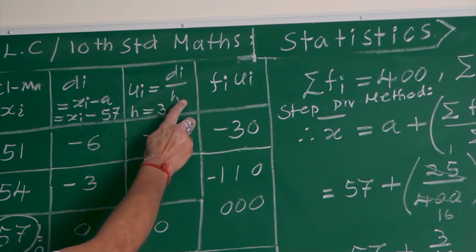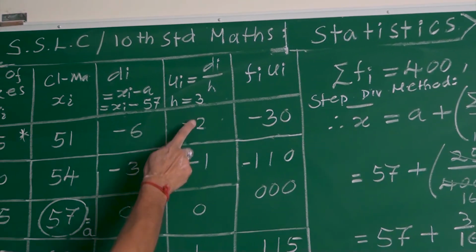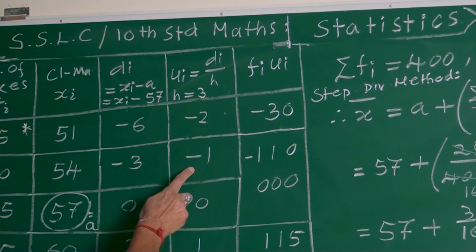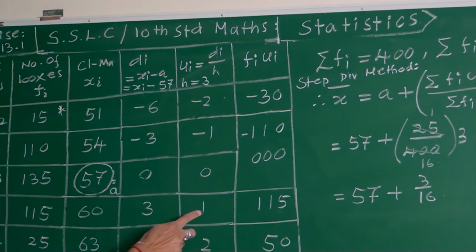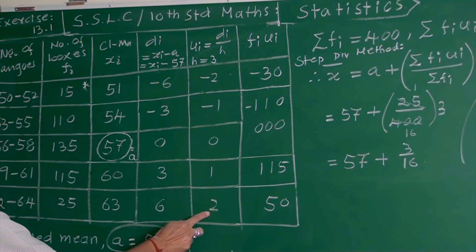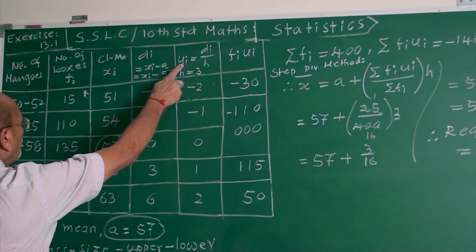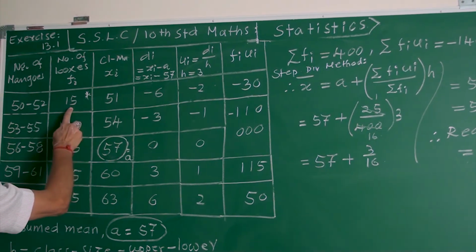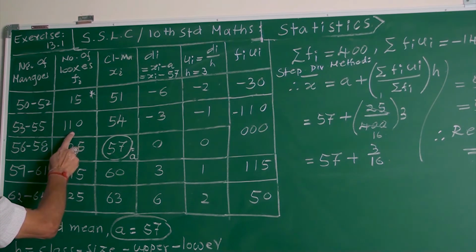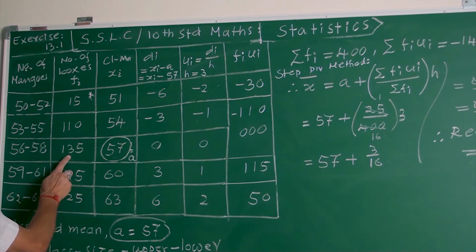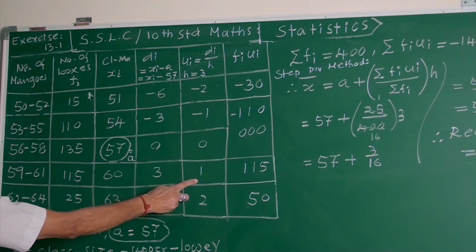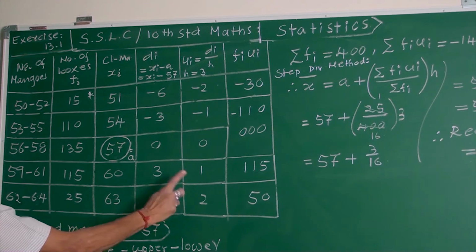Di upon h. This is minus 6 upon 3, minus 3 upon 3, 0 upon 3, 3 upon 3, 6 upon 3 is 2. Then you have to go for what? This is Ui. Ui into Fi. 15 into minus 2, 110 into minus 1, 135 into 0, 115 into 1, 25 into 2 is 50.